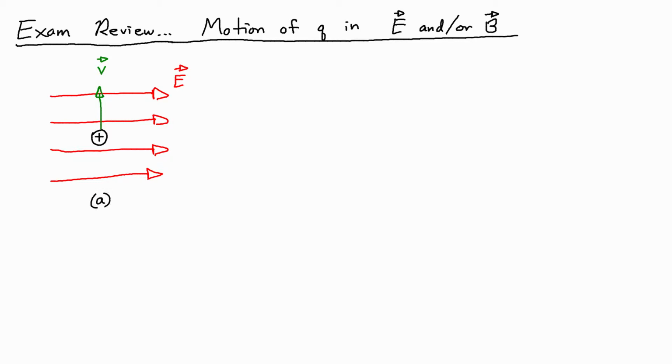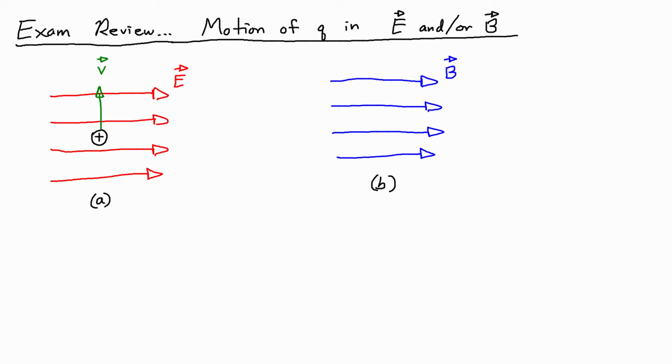So that's part A. Question B is quite different. Instead of an electric field, we have a magnetic field, but it's also going off to the right. So we have a constant uniform magnetic field going off to the right. In this case, we have a negatively charged particle in the middle, and it also has an initial velocity, and its initial velocity is downward. And again, we need to describe the motion of that particle in that magnetic field.